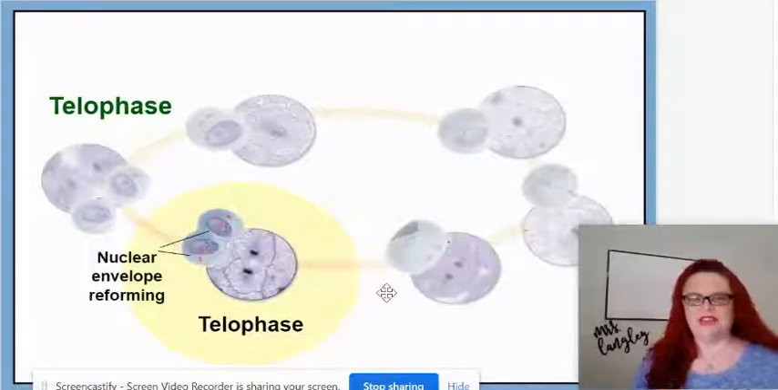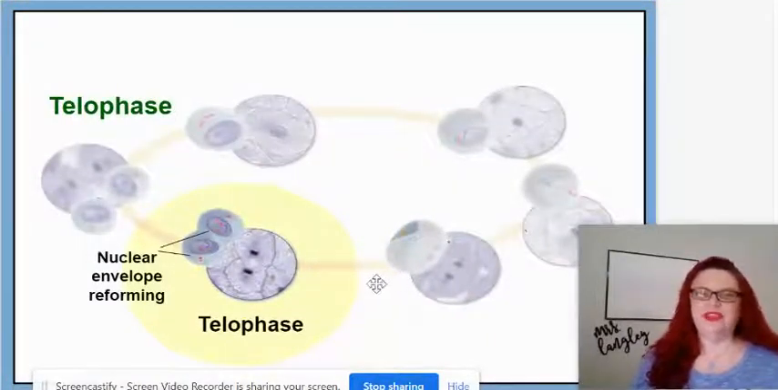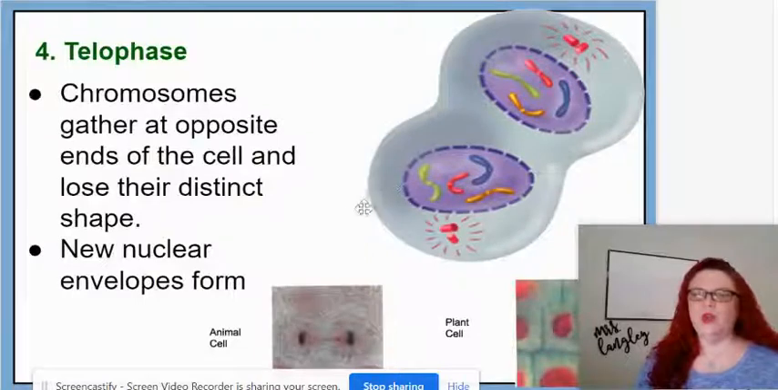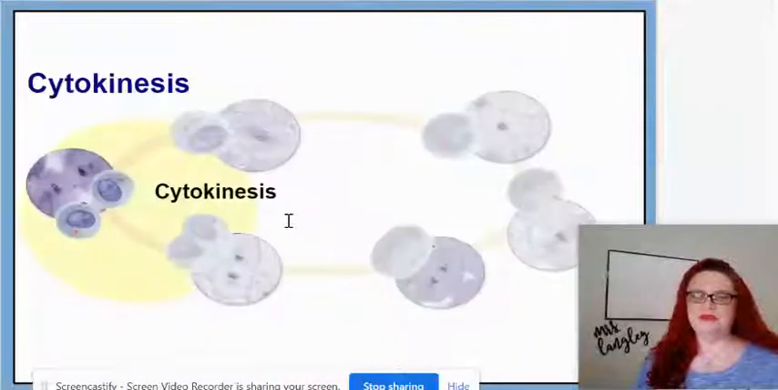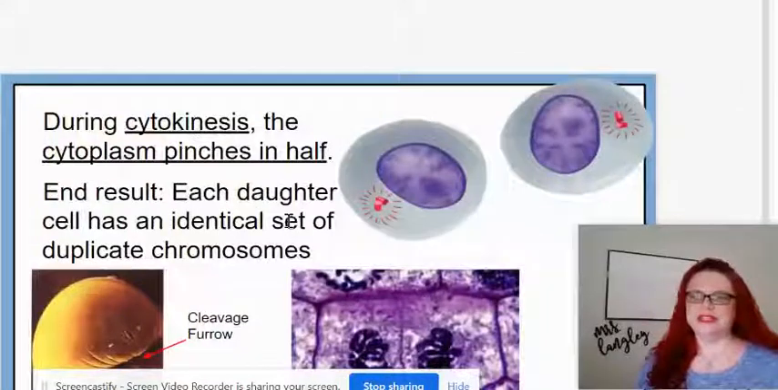Next, we go into telophase. In telophase, we've moved everything to the 2 poles. We're going to reform that nuclear envelope. You can see in our animals and our plants there. And then next we have cytokinesis.